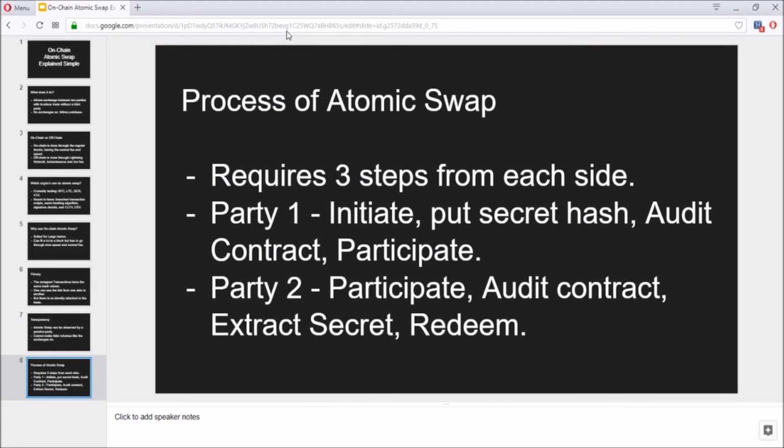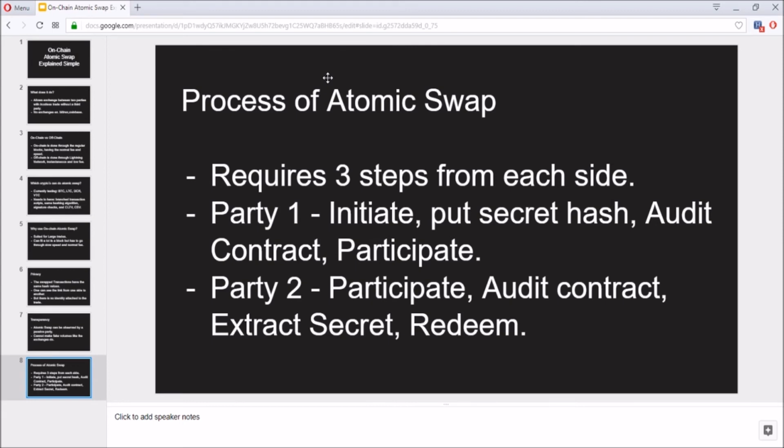And now the process of atomic swap. The atomic swap itself is pretty complicated, but I'm going to try to simplify it down into 3 steps from each side. Party 1 initiates the atomic swap, puts in a secret hash, audits the contract, and participates in it. So this is coming from party 1. Let's say they want to go from Decred to Litecoin.